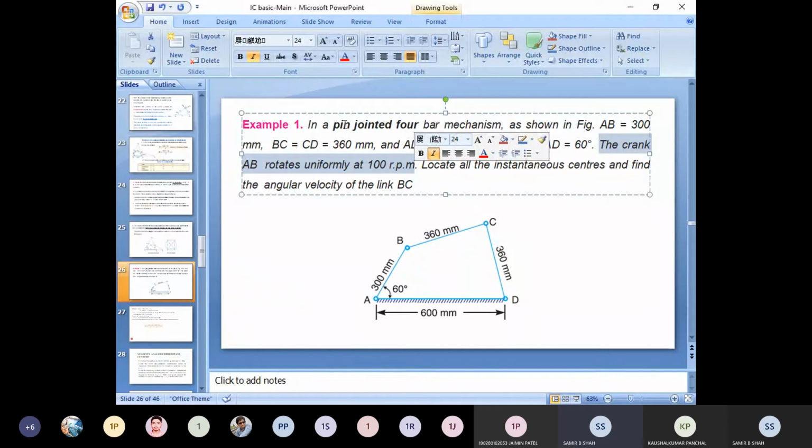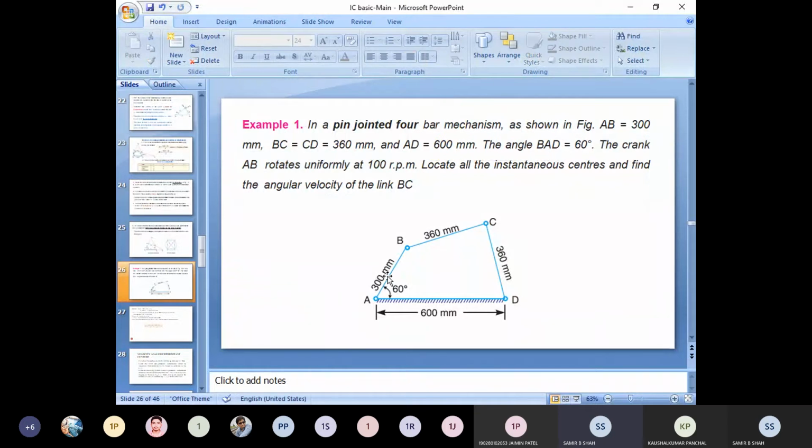And we know very well the dimension of the first link AB is given to us, so it's easy to find the velocity of B. So velocity of B is equal to omega AB into AB. Omega AB, as we already calculated, is 10.47, and AB is 300 mm, converted to meters, 0.3. So 10.47 into 0.3, we get 3.141 meter per second. This is the velocity of B from the data.